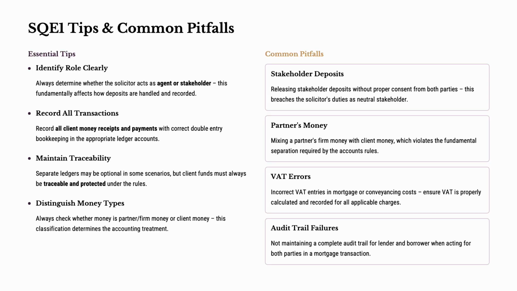So the next thing is our favorite SQE1 tips and common pitfalls. Identify whether you are acting as agent or stakeholder. This affects deposit handling. Record all client money receipts and payments in the client ledger. Separate ledgers are optional for lender and borrower, but funds must remain traceable. Which money belongs to whom, at that point. Correctly distinguish partners' versus client money to avoid breaches. That is very important to understand as a conveyancing solicitor.